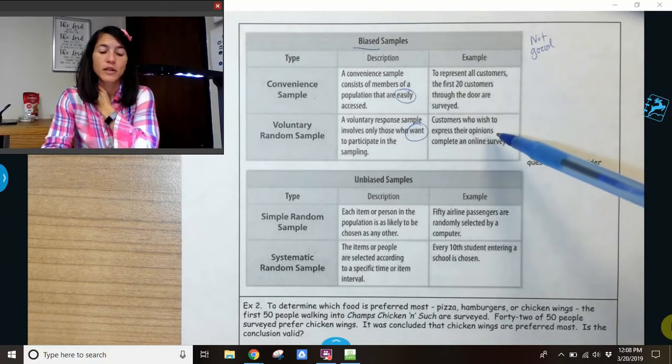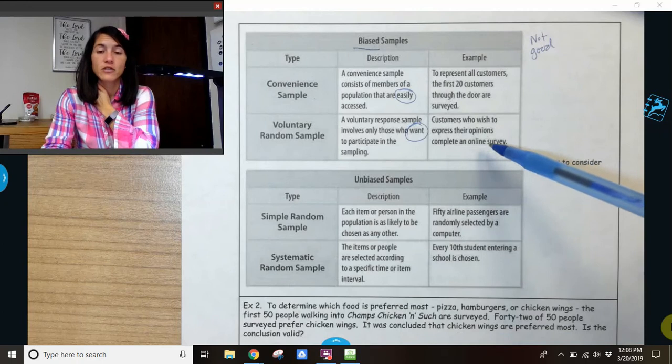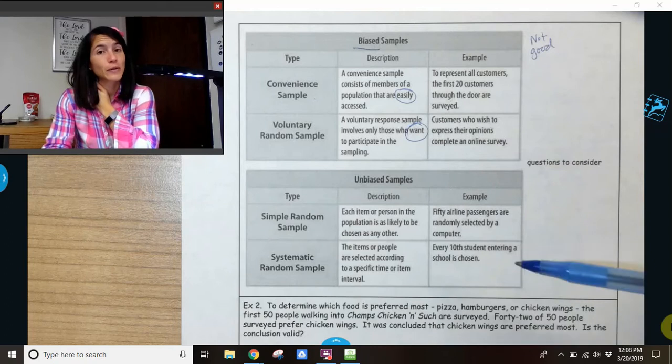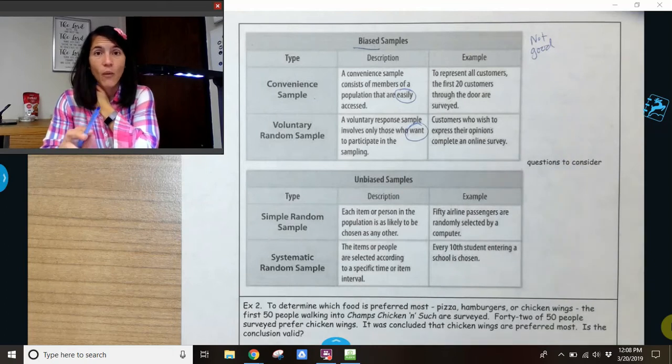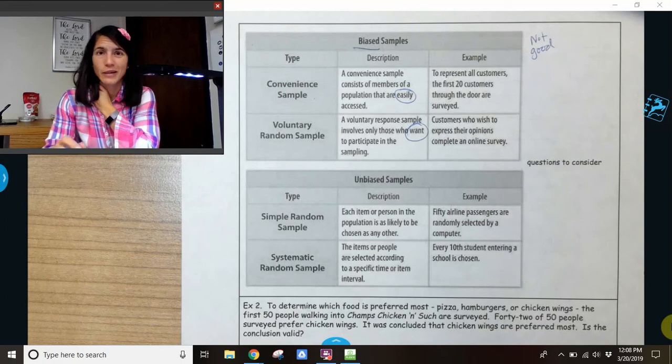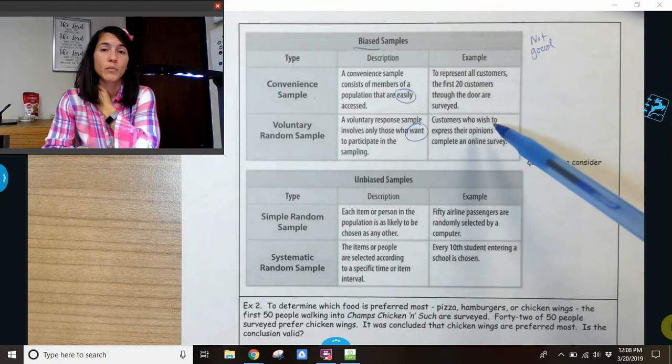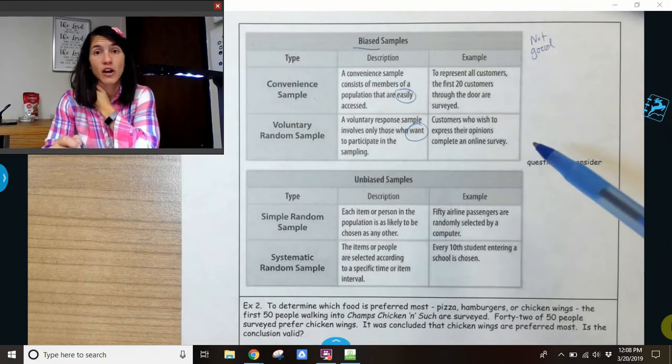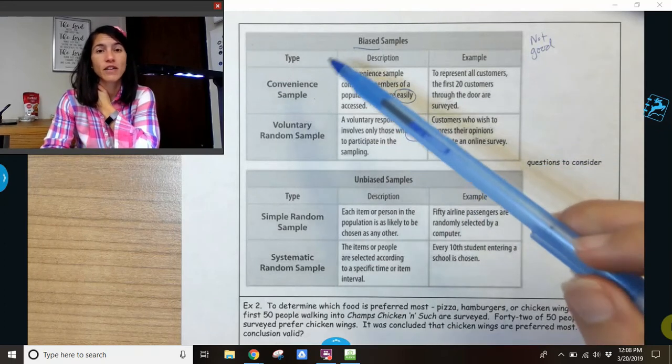Customers who wish to express their opinions complete an online survey. So like I was just saying how I do the surveys from restaurants because I want the free thing. That doesn't accurately reflect customers because I want to do it so I can get a free thing. I'm going to probably give them good grades. Not everybody has a good experience. And so people who don't want to do surveys, they're not going to do them. So convenience and voluntary.